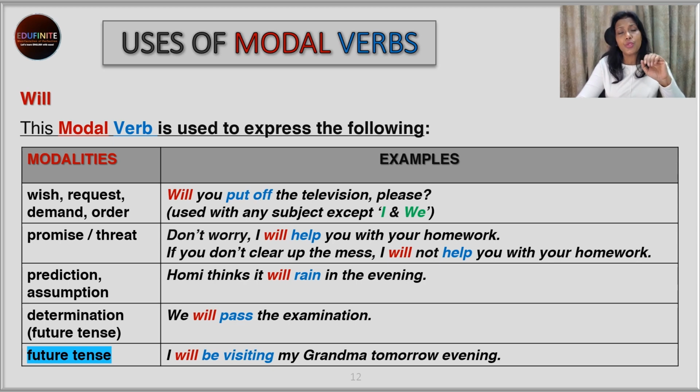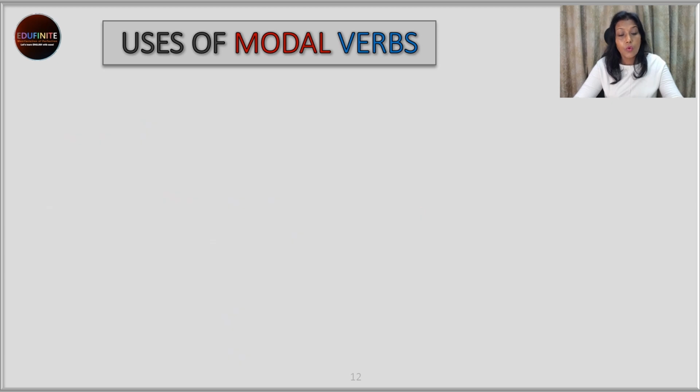But usually we use shall. But when we show a sense of determination, we go the opposite. With first person, we use will. And with second and third person, for determination, we use shall. So, the next one. Would.